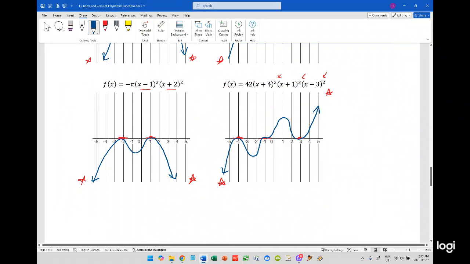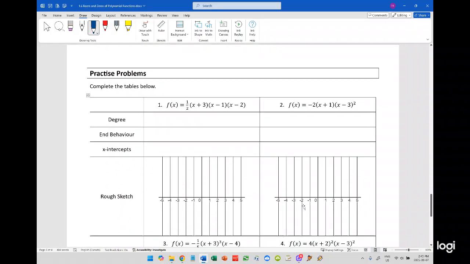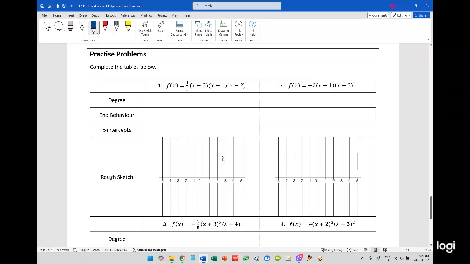Okay, I'm going to stop there then. If you scroll down, you'll see that there are some practice problems here. Give these a shot. I'm asking you the degree, the end behavior, and the x-intercepts of each of these. Then you're going to do a rough sketch. I have not given you the actual full functions in the final answers, but you can throw them into Desmos to see if they're qualitatively like your sketch. Give them a shot, see how it goes.